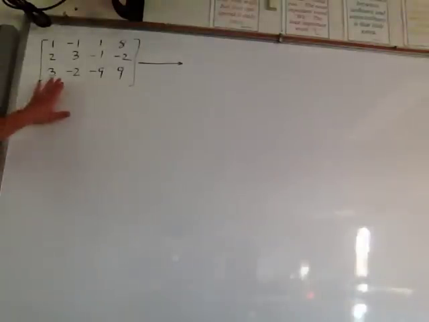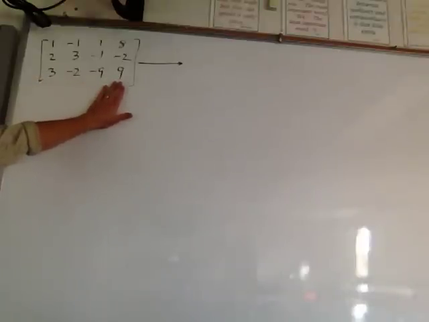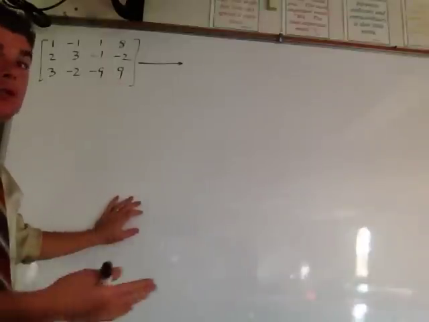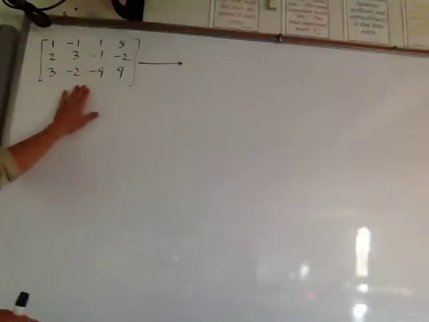Okay, so here we go. We have our coefficient matrix that's been augmented with our solutions. And again, our goal is to get row-reduced echelon form. Our goal is to get ones down the diagonal and zeros everywhere else.